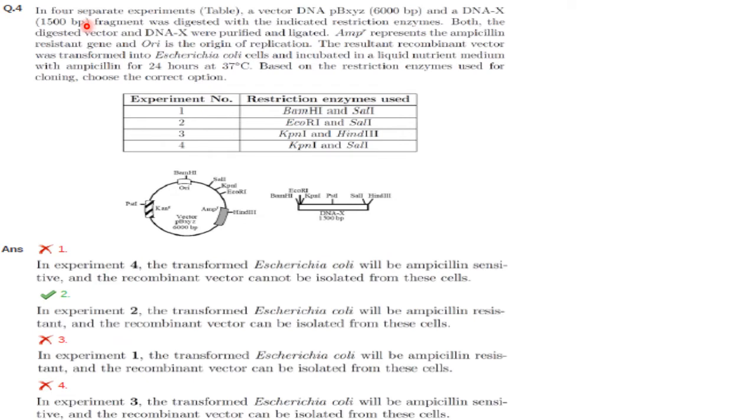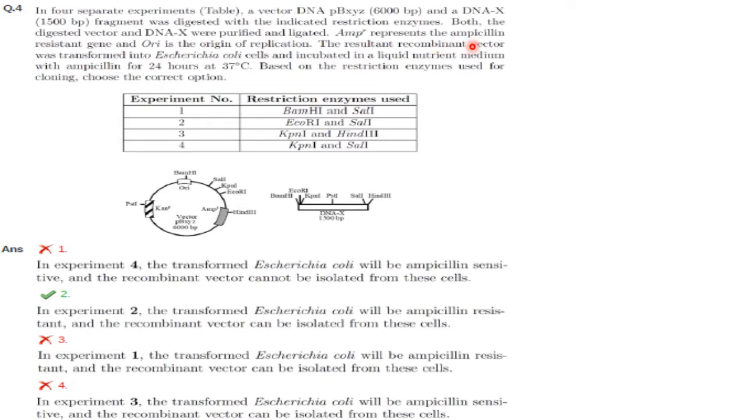Then next one. In 4 separate experiments that are given in the table here, a vector DNA VXYZ, that is 6000 base pair, that is this is the vector DNA, and a DNA X, that is a 1500 base pair fragment, was digested with the indicated restriction enzyme. So you have got the vector DNA, you have got the gene of interest, that is DNA X. It was restriction digested with these particular enzyme combinations. Then you purified the vector, then you purified the DNA also after digestion. Then both were purified and ligated.